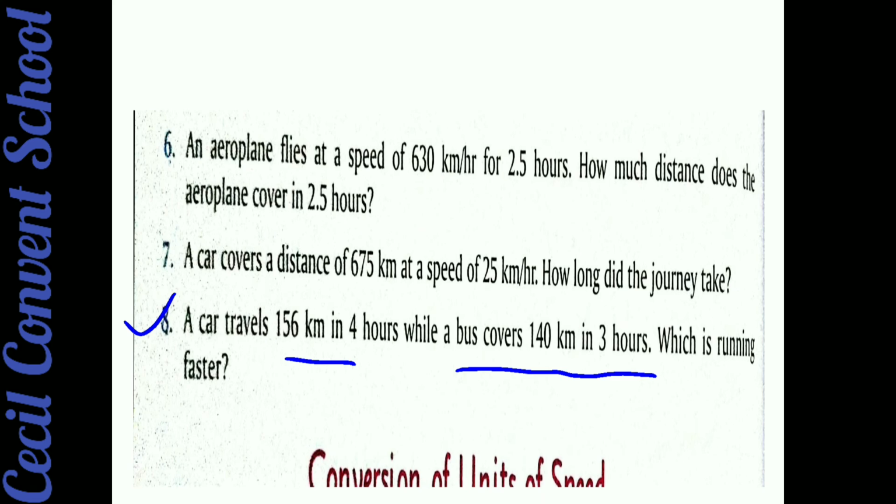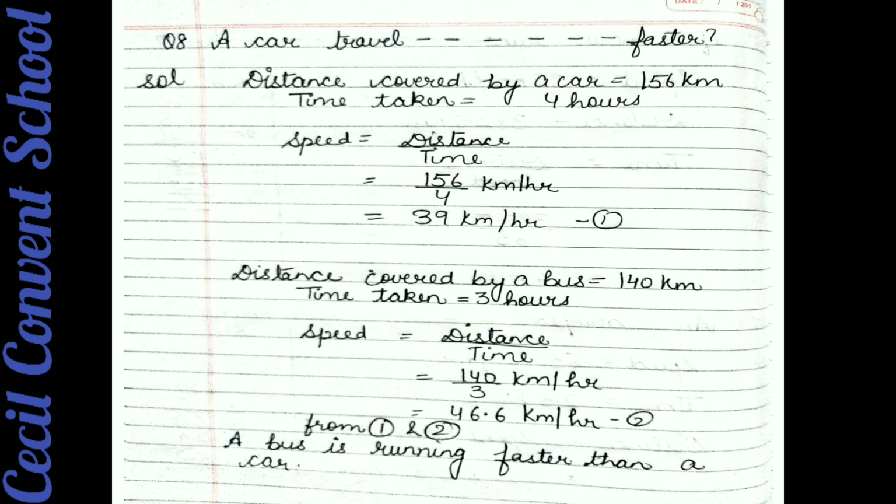Means firstly we find out the speed of a car, then we find out the speed of a bus. So see how we do question number 8. Distance covered by your car is 156 km. Time is 4 hours. Speed formula is distance upon time. 156 by 4 you have to divide. When students you divide, answer comes 39 km per hour and give it number 1.